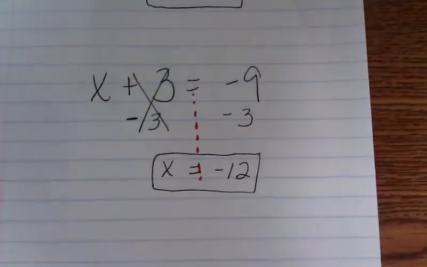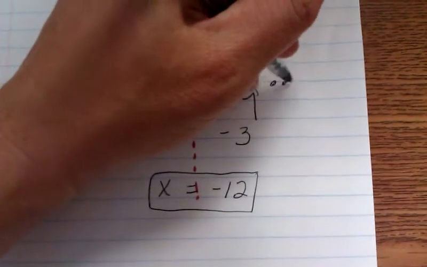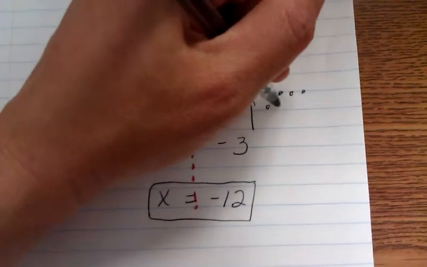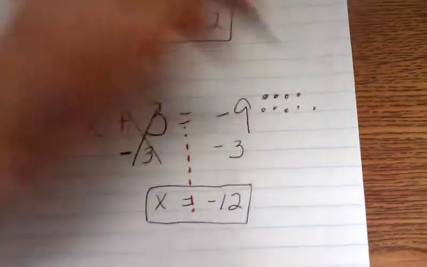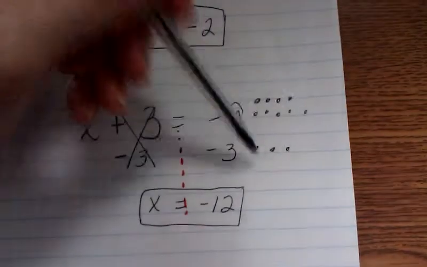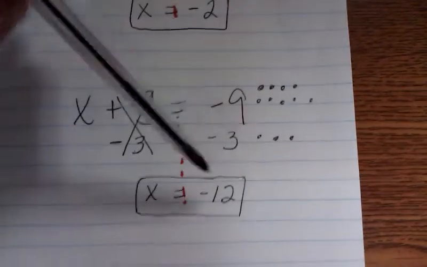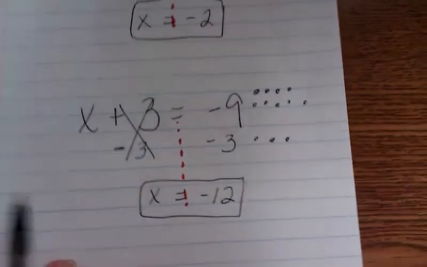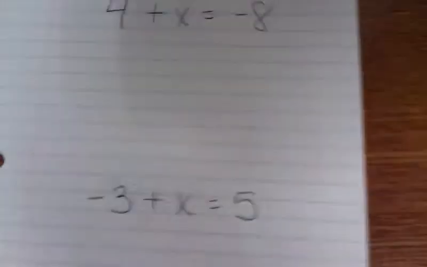How did I come up with negative 12? Well, I have 9 negatives, 4, 5, 6, 7, 8, 9, and 3 more. Well, how many total negatives do I have? If you add them all up, you get negative 12. Or you get 12 of them, and they're negative.